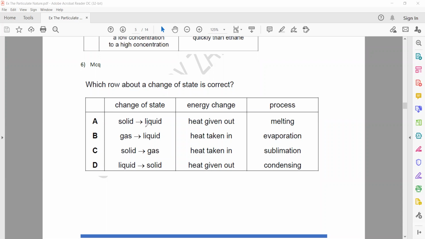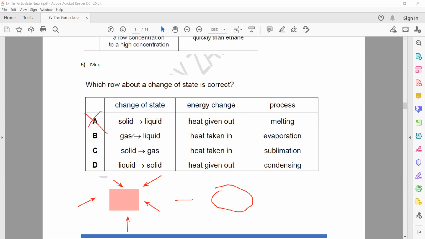If we check whether option A is the right answer, the solid is converting into liquid. When a solid is changing into liquid, heat is not given out, heat is actually taken in, because the energy is used to break the bonds between the particles. That is why when a solid is converting into liquid, it has to take in heat, not give out heat. So A is not the right answer.